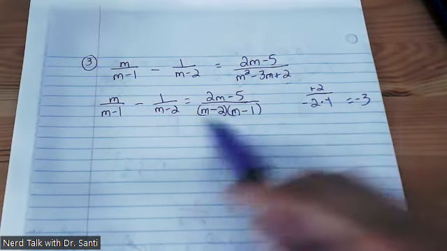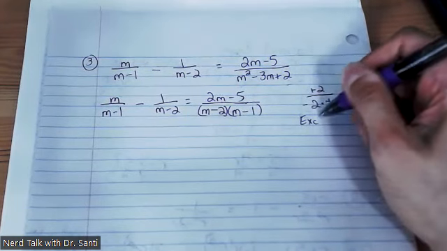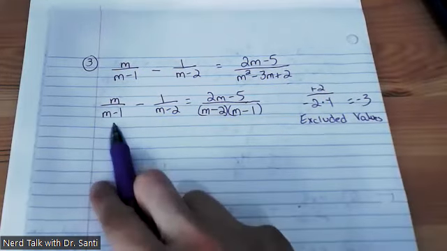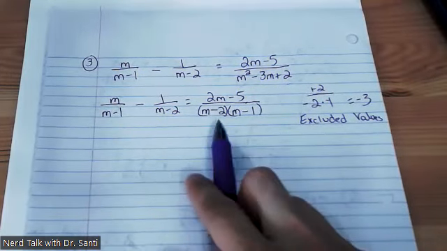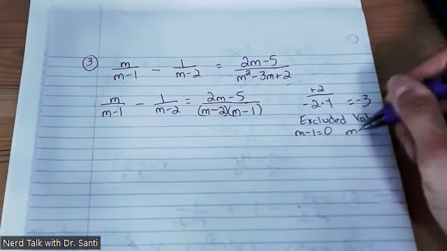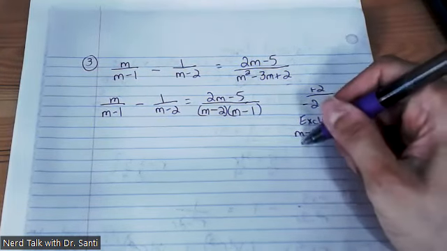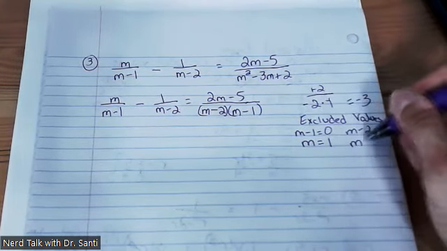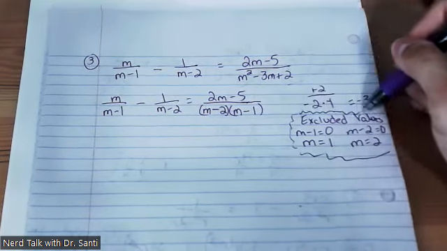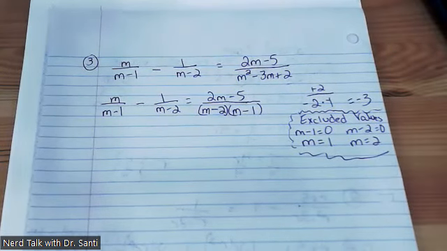Okay, first I'm going to look for my excluded values. So let's go ahead and write this down. Excluded values. So we see here we have an m minus 1, an m minus 2, and a combination of the two. So we're going to set each of these equal to 0, and we're going to solve. So in this case, we see that m is equal to 1 and m is equal to 2. So if we solve and our solution is either 1 or 2, we will have to throw that solution away because it would be an extraneous solution. It would present an undefined answer. So we have to be very careful with that.